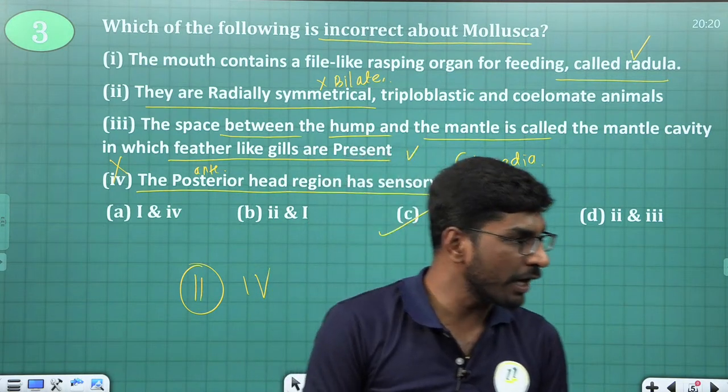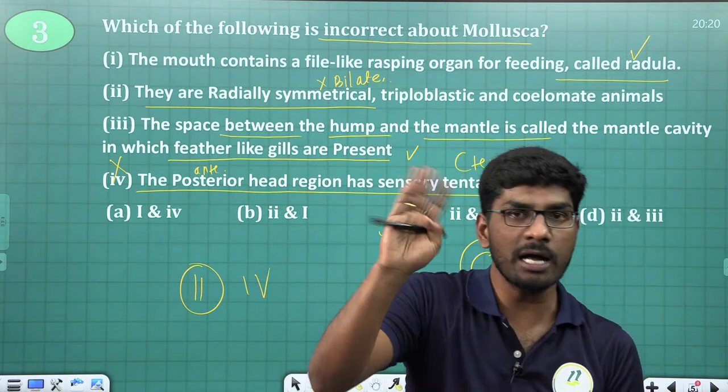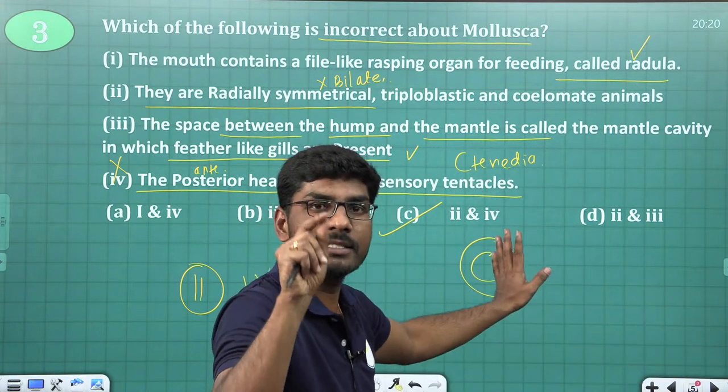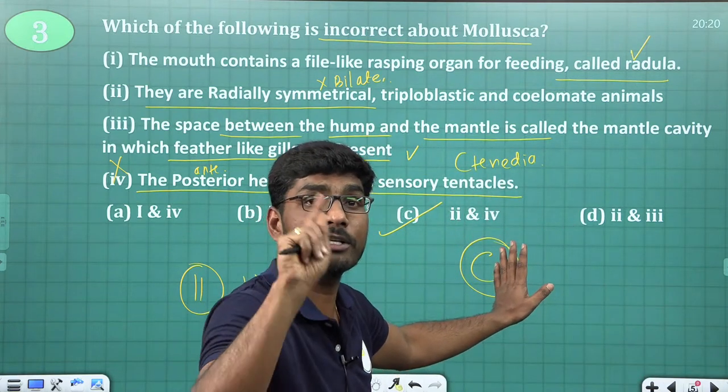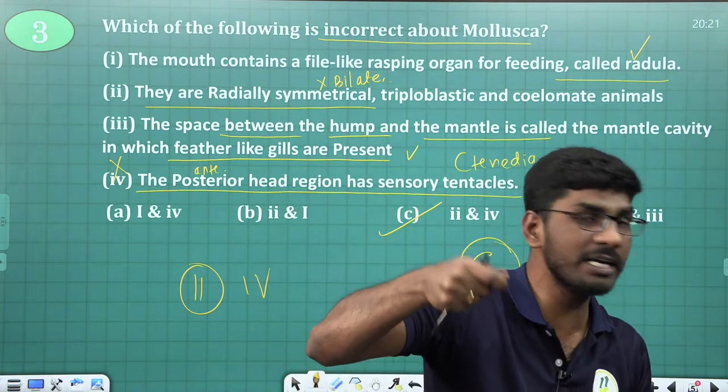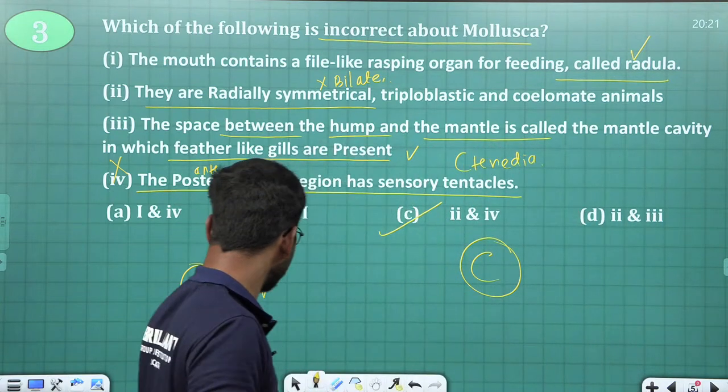Are you with me? Are you there? Answer me. Are you there, beta? Good. So till here everything clear? This is the incorrect statement. It is not posterior, beta. It is anterior. Tell me, anterior one. Keep in mind.